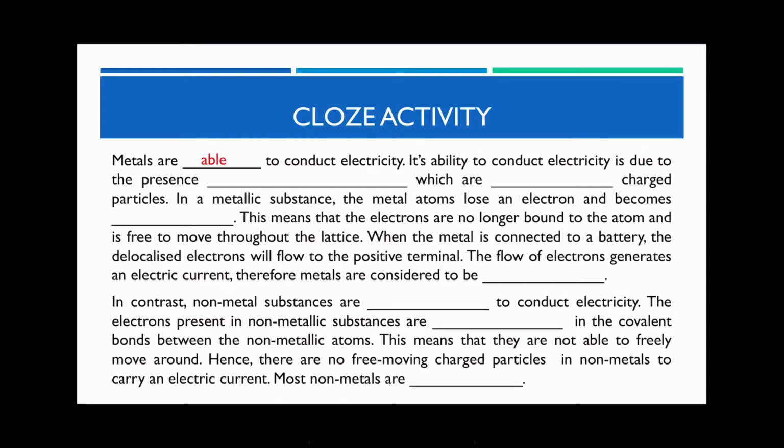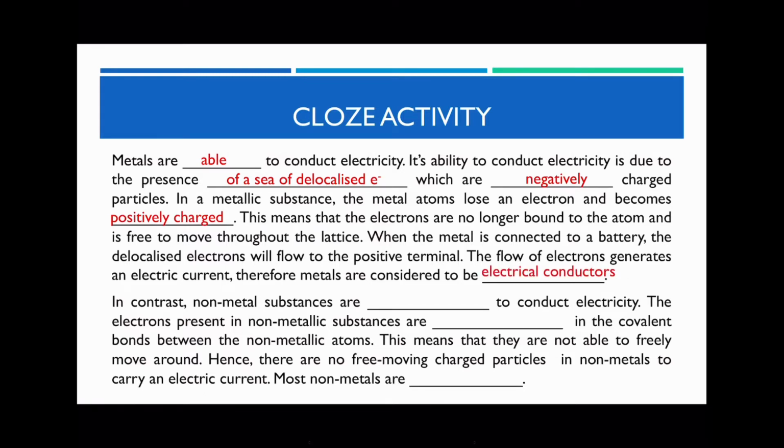Their ability to conduct electricity is due to the presence of a sea of delocalized electrons, which are negatively charged particles. In a metallic substance, the metallic atoms lose an electron and become positively charged. This means that the electrons are no longer bound to the atom and are free to move throughout the lattice. When the metal is connected to a battery, the delocalized electrons will flow to the positive terminal of the electric circuit. The flow of electrons generates an electric current, therefore metals are considered to be electrical conductors.